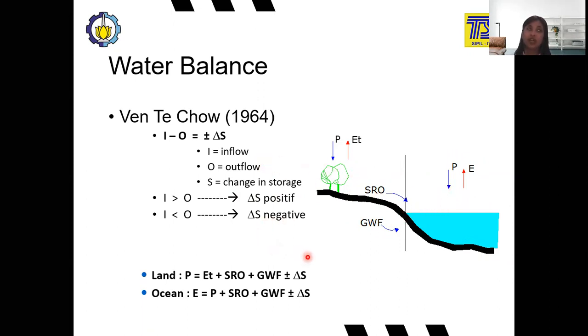But if there is no rainfall, for example in the dry season, the surface runoff will also be almost zero, and the groundwater flow is not that big compared to the rainfall season. So of course, the evaporation can be bigger than the precipitation, surface runoff and groundwater flow. And there will be change in storage. The delta S will be negative. So probably the water level in the ocean will be decreasing.